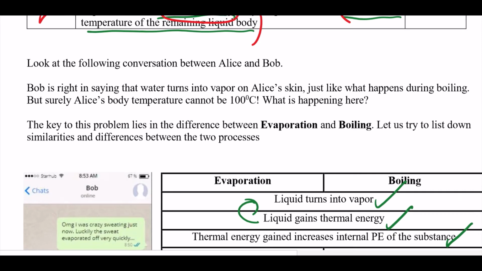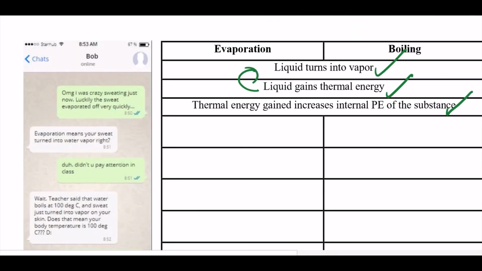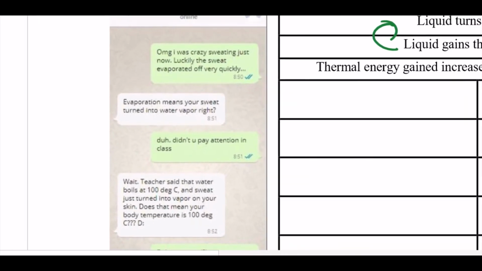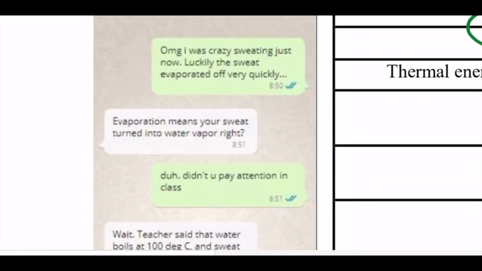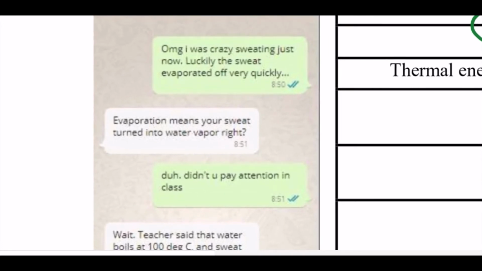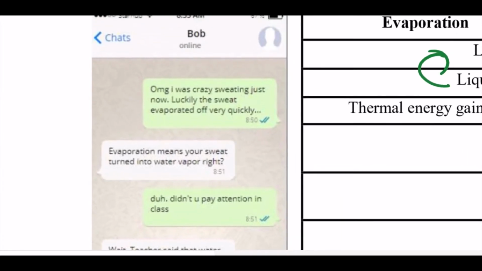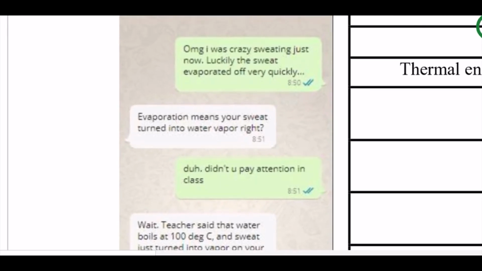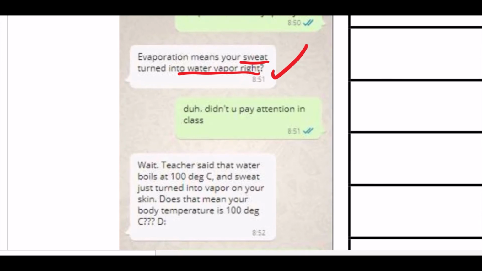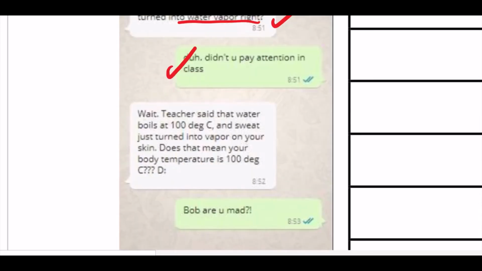First of all, look at this dialogue between Alice and Bob. Alice says, "Oh my god, I was sweating crazy just now. Luckily the sweat evaporated off very quickly." Actually, that's kind of a lie, because in Singapore the weather is very humid. Your sweat actually doesn't evaporate off easily, right? But assuming that this is another country. Bob asks, "Evaporation means your sweat turns into water vapor, correct?" Yes, the answer is correct. That's evaporation for you. Clearly Alice pays attention in class.